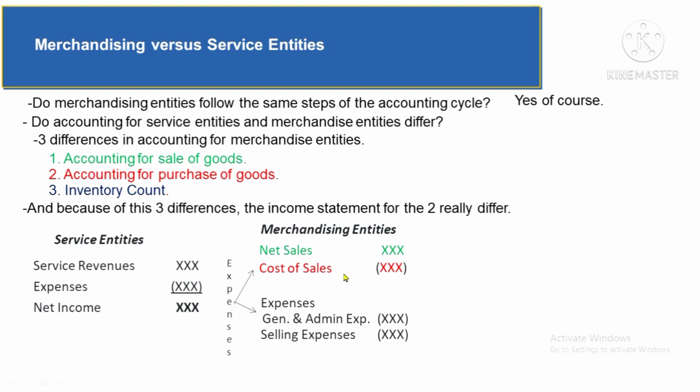Now, after deducting the cost of sales and these expenses from the net sales, then you are going to get the net income. And by the way, as an additional information, I would like to tell you that the net sales, when you deduct the cost of sales, the difference is called the gross profit.